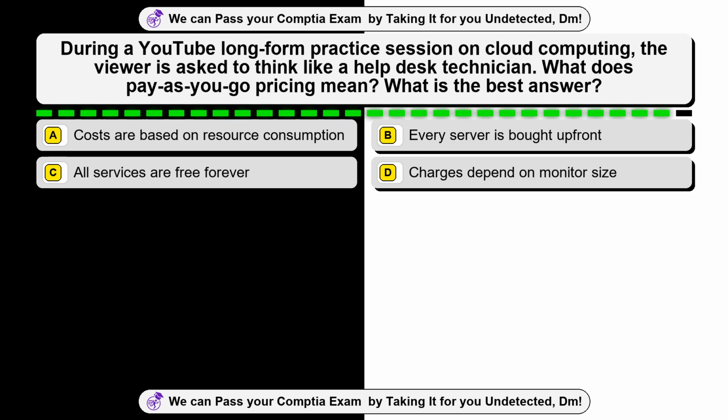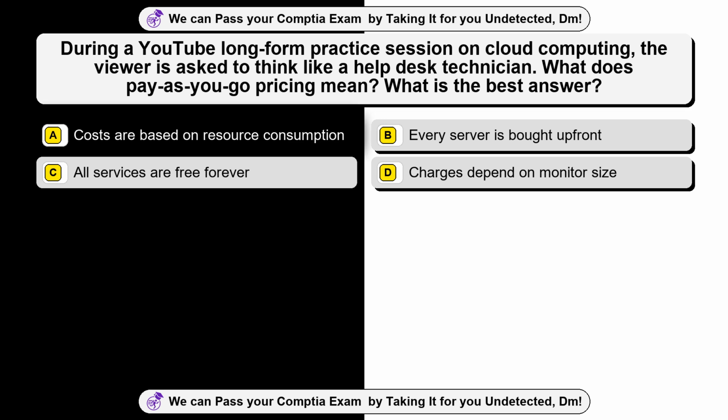Question 12. During a YouTube long-form practice session on cloud computing, the viewer is asked to think like a help desk technician. What does pay-as-you-go pricing mean? What is the best answer? Option A, costs are based on resource consumption. Option B, every server is bought upfront. Option C, all services are free forever. Option D, charges depend on monitor size.